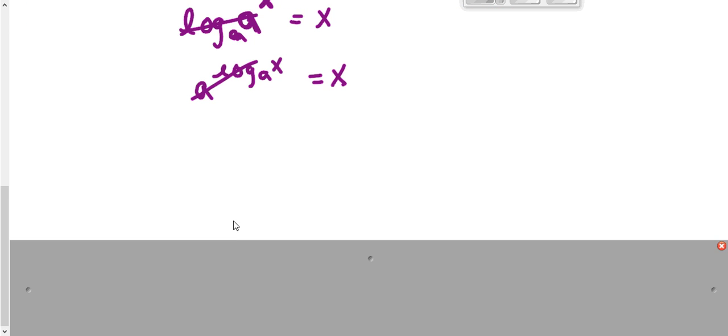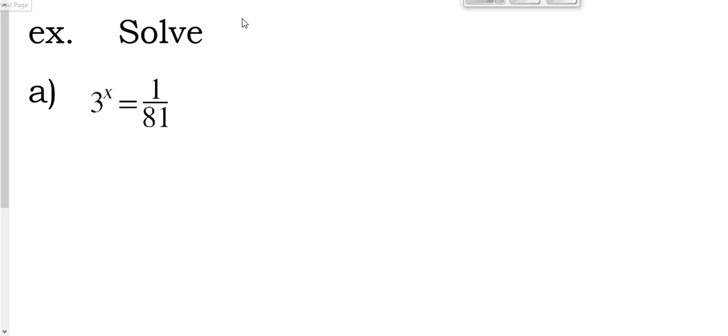We also need to be able to solve, are they here? Yes, okay. We need to be able to solve these problems.